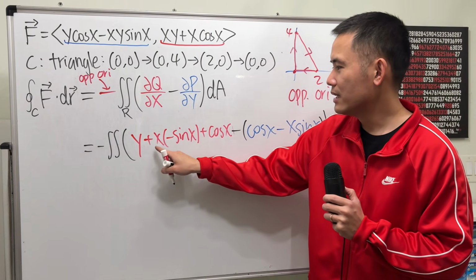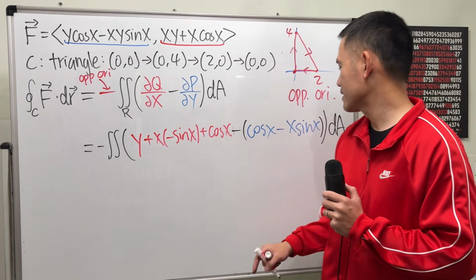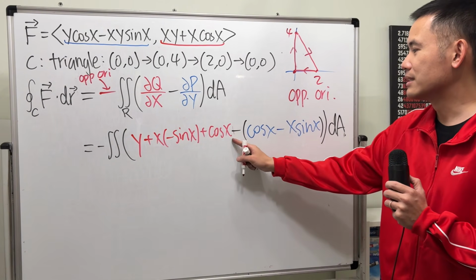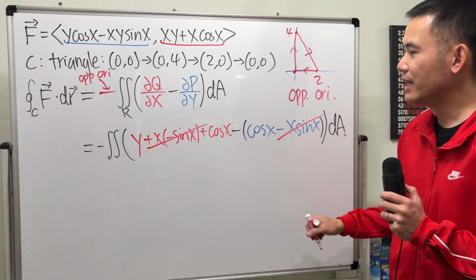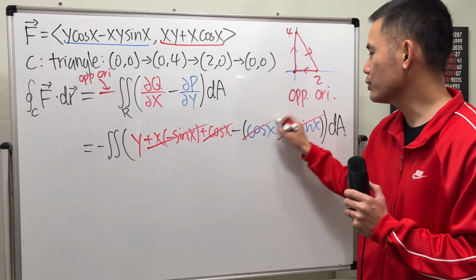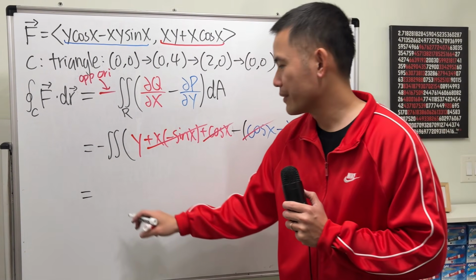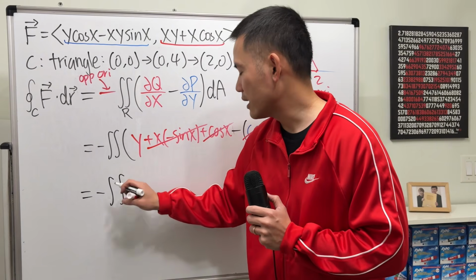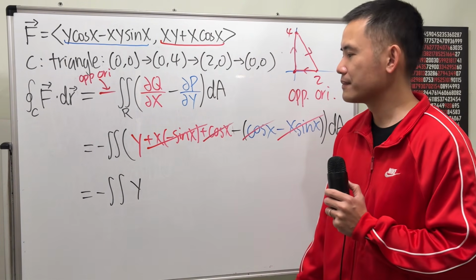And you will see a lot of things will actually cancel. In fact, you can see here we have negative sine x times x, and this is also the same thing, and we are subtracting. So this and that are out. And in fact, we have cosine x minus cosine x, so this is also out. On the inside, we actually just have y. So we actually get a negative double integral of y dA.